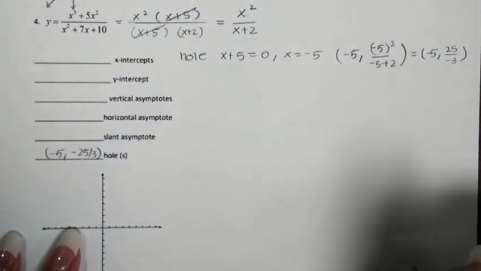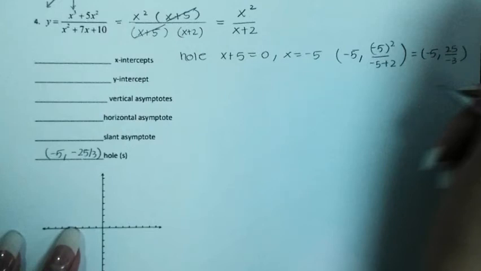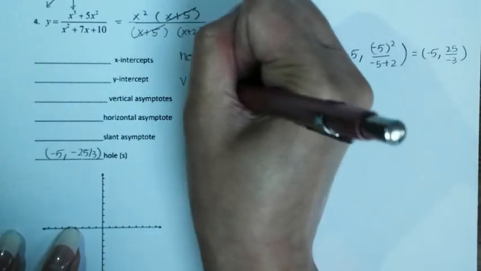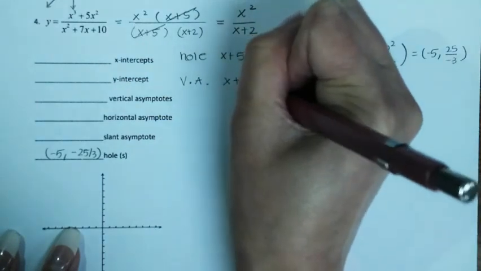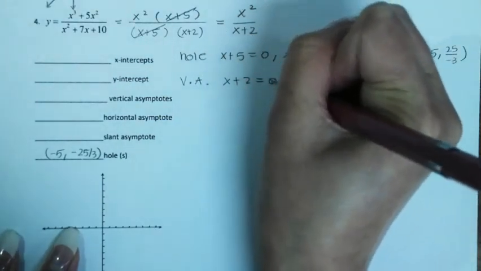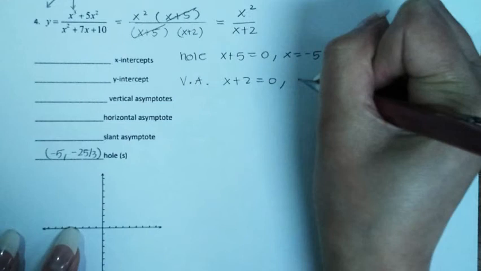After that we start the traditional stuff. Vertical asymptote: you know that x plus 2 equals 0, aka x equals -2.